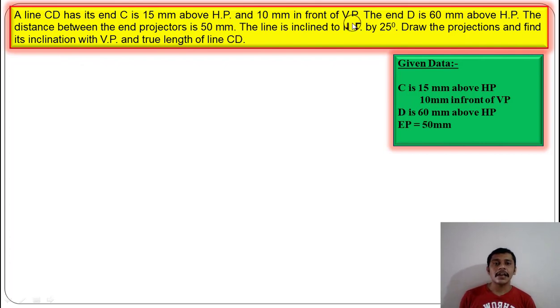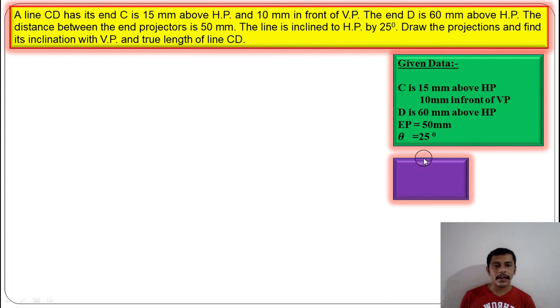The line is inclined to HP by 25 degrees. So the inclination of the line with the horizontal plane is considered as theta. So theta is 25 degrees. Draw the projection. That means we have to draw the plan and elevation length of the line, and find the inclination of the line with vertical plane, and also find the true length of the line. So we have to find out the true length and the angle of inclination of the line with the vertical plane, that is phi.